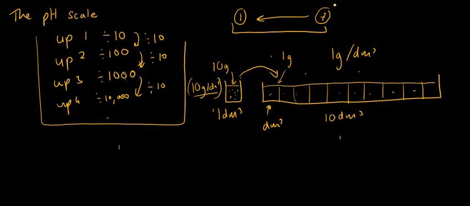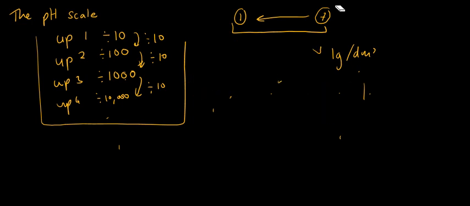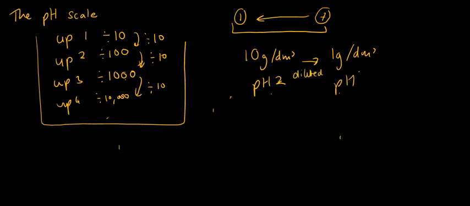So the question is, if I went from 10 grams per dm cubed to 1 gram per dm cubed, what is going to have happened to my pH? So that's really the question. I can say that if I had an acid which had 10 grams per dm cubed as its concentration, let's say, for example, its pH was 2, what is going to be its new pH if it ends up being diluted to 1 gram per dm cubed?